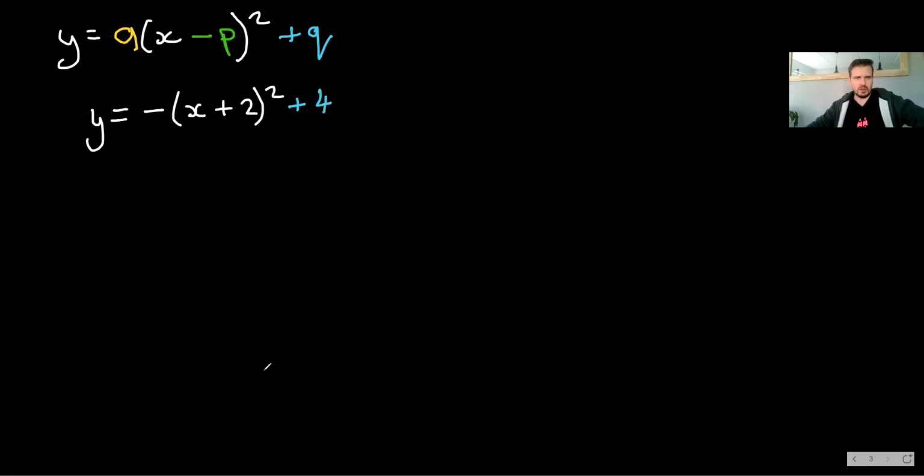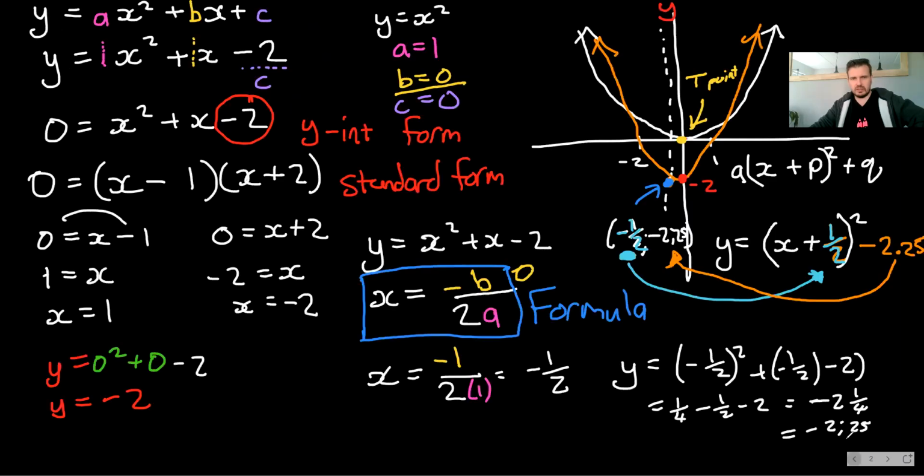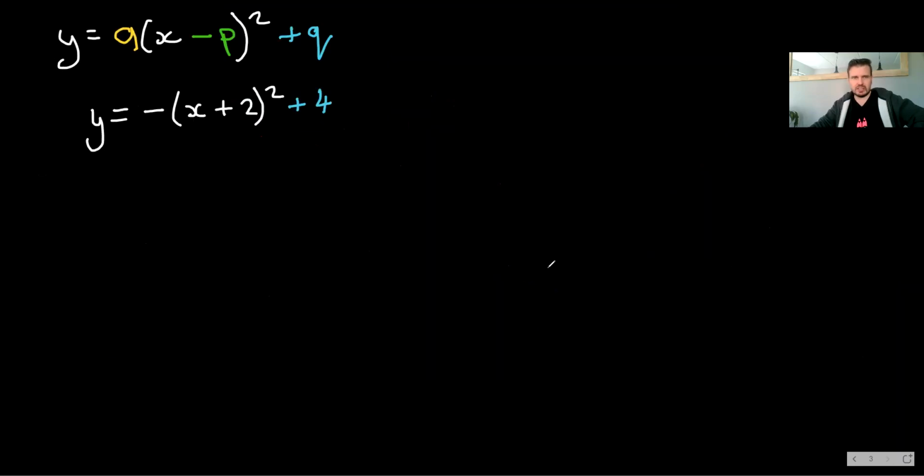equals 4. Okay, so the other one, this format only told us the y-intercept without doing any work, right? Yeah. So that's why they call it the y-intercept. Now this one only tells us the turning point without doing any work. So I'm only going to do the turning point. I'm not going to do the other stuff.